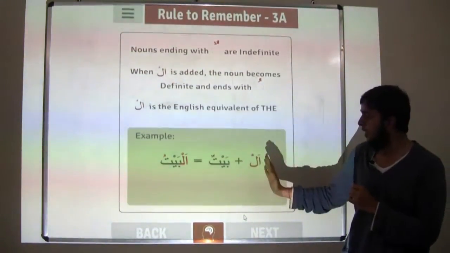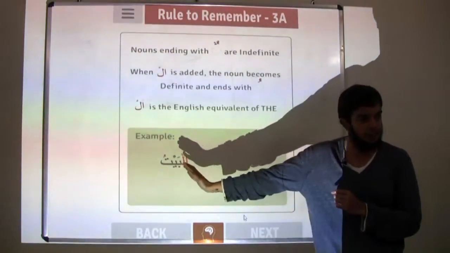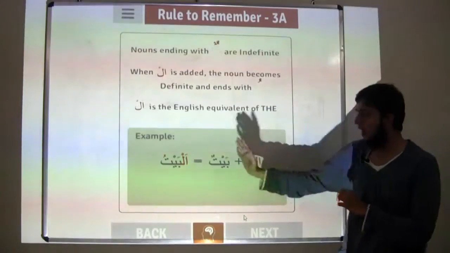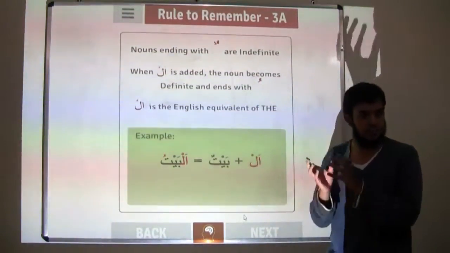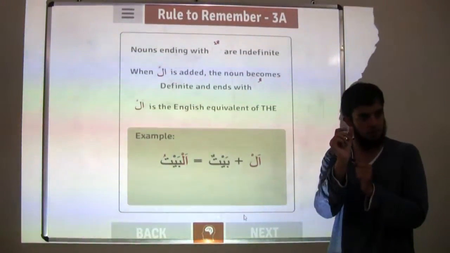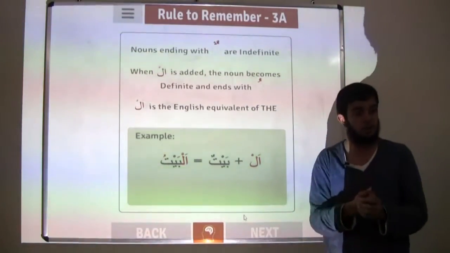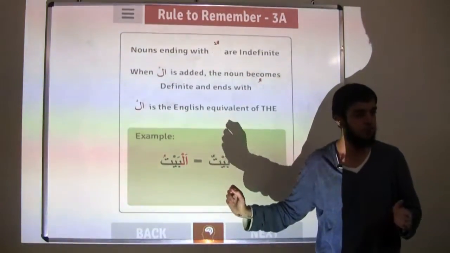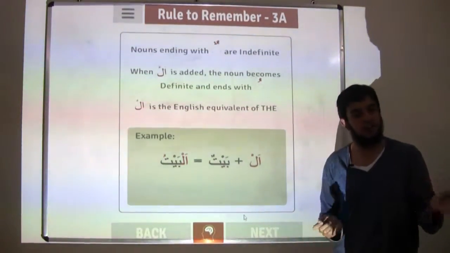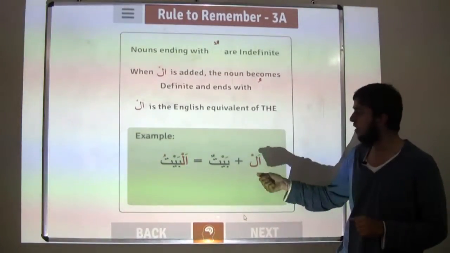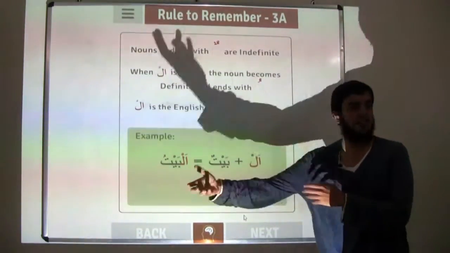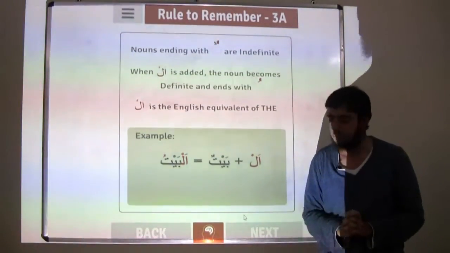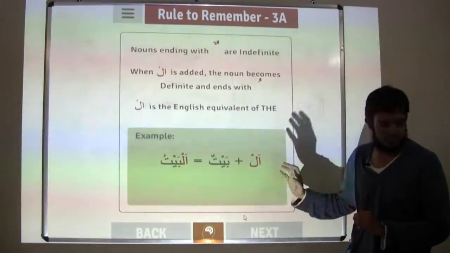So if we add al and retain the double dhamma, it would be wrong. Did you understand? If we add al to a noun ending with a double dhamma, and we end it with an "un", it is wrong. So you can't say al baitun, it would be wrong. On the other side, you also can't say baitu without adding anything before it. You can't just say baitu, it's grammatically wrong. Okay, so that's the rule.